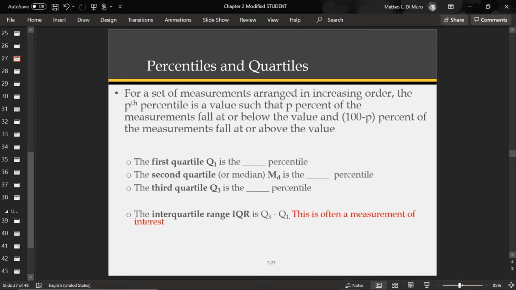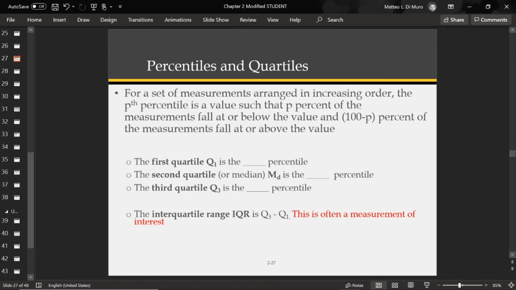Here we are, percentiles and quartiles. So what are they? Well, say you got a set of measurements, and you have them arranged in our favorite order, which is increasing order. The pth percentile is a value such that p% of the measurements fall at or below the value, and that when you go 100 minus p, percent of the measurements fall at or above the value. Wow. What the heck does that mean?